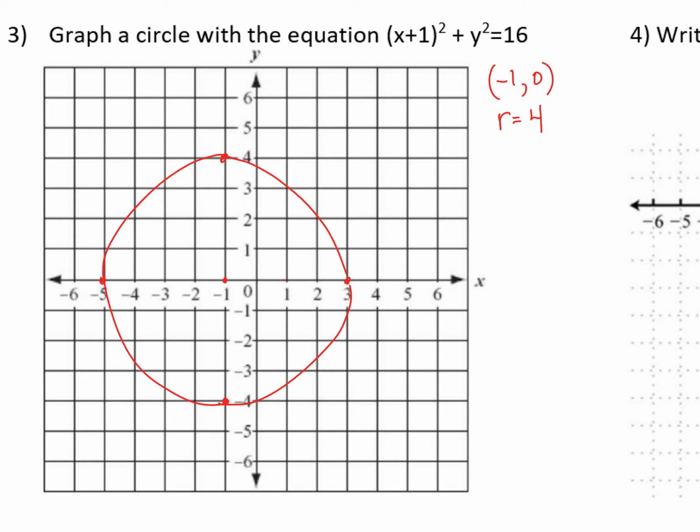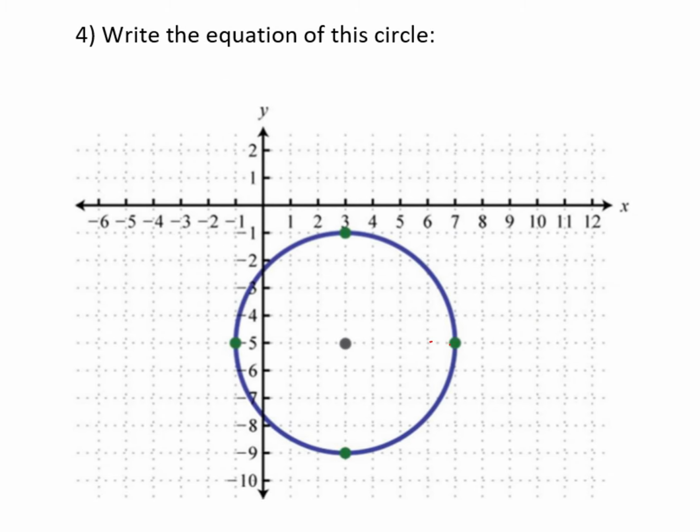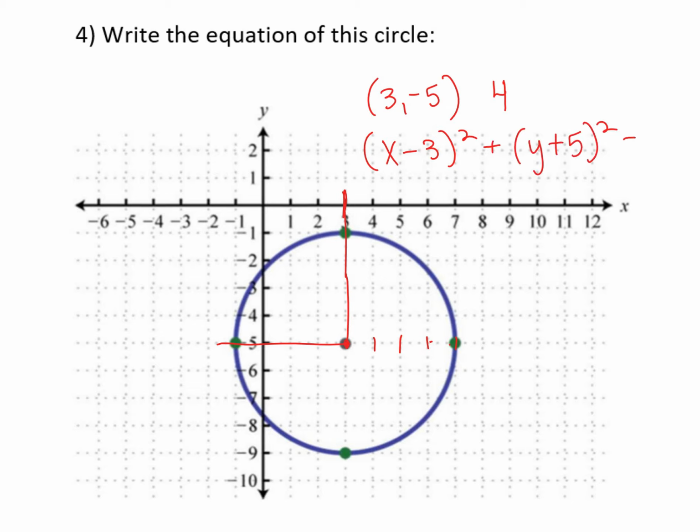All right. Now the opposite of that is looking at a graph and finding its center and radius so that we can write its equation. So the center is going to be the coordinate (3, negative 5). For the radius, I'm going to count 1, 2, 3, 4 from the center. So rebuilding that equation, we have (x − 3)² + (y + 5)² = the radius squared, which is 16. All right, moving on.